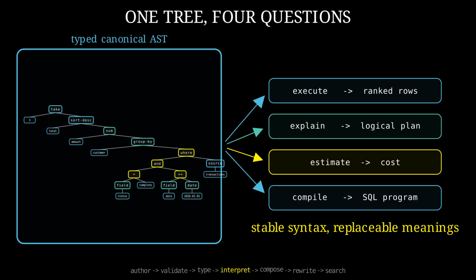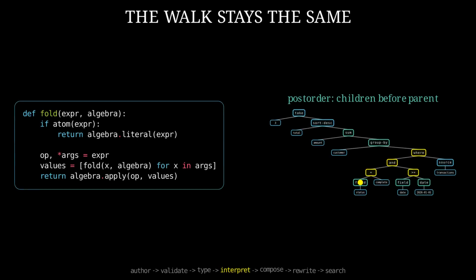One stable representation can become a narrow waist between many ways to author a program and many ways to use it. The reusable part is almost embarrassingly small. For an atom, ask the current algebra what that atom means. For a list, recursively interpret every argument, then ask the algebra how this operator combines those child meanings. This pattern is often called a fold. The tree decides where recursion goes, the algebra decides what comes back up.